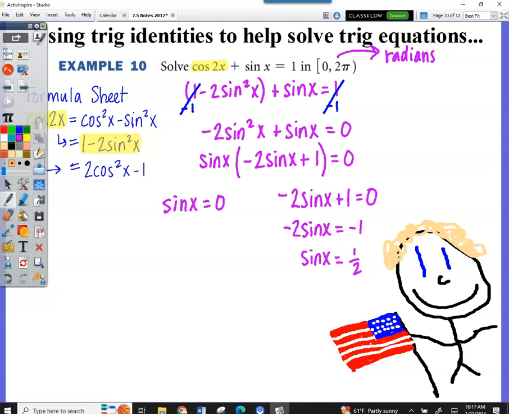So it's where on the unit circle is y 0, where on the unit circle is y positive 1/2.